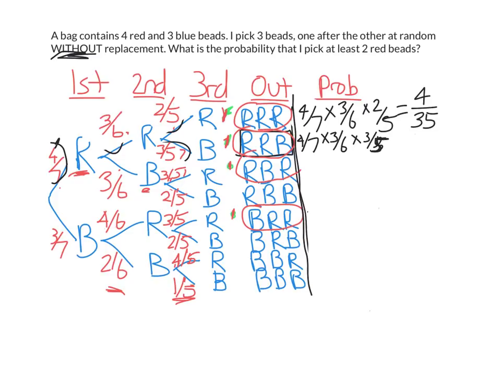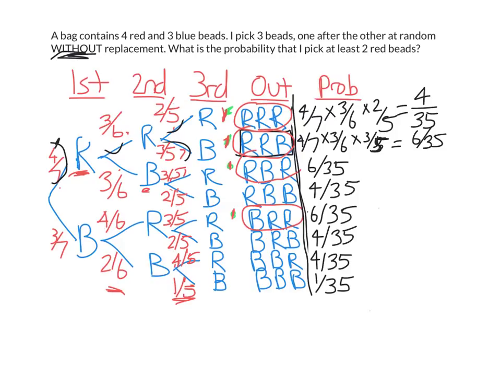The probability I get red, red, blue, I just put that on my calculator and get 6 out of 35. So I'm going to do the same for the other 6. I'm going to calculate their probabilities by just multiplying the probabilities on the respective branches. So I've done that now. Again, all the probabilities here should add to 1, and they do, so I know I've done something right.